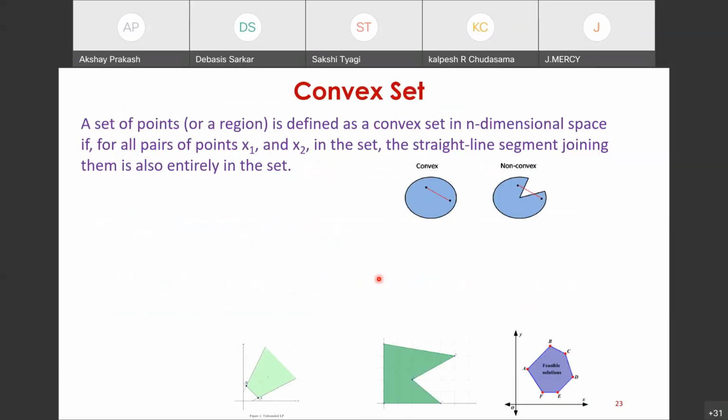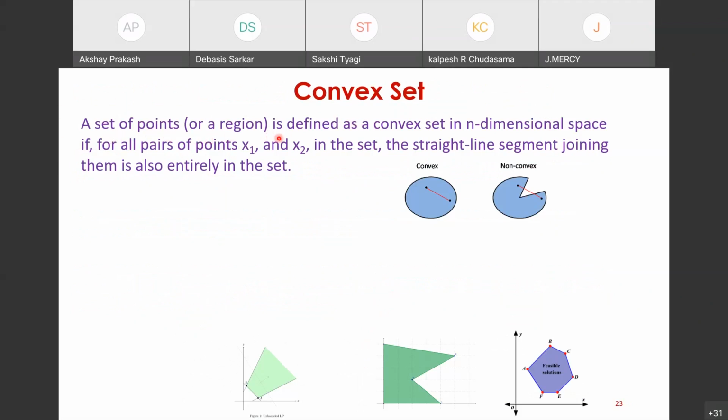Okay. Now, quickly one or two points about this feasible region. This feasible region is a convex set. For a linear programming problem, the feasible region is always convex. So what is a convex set?